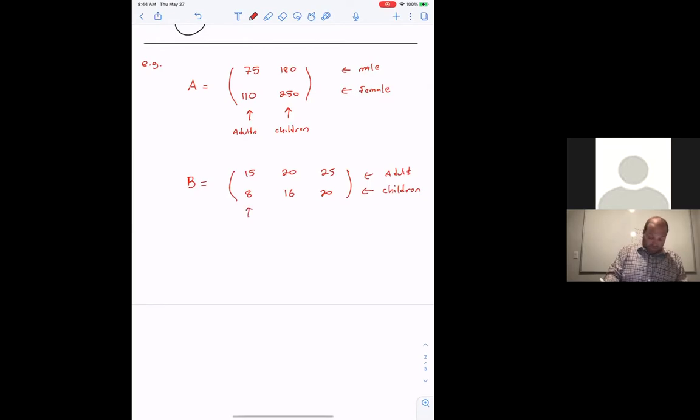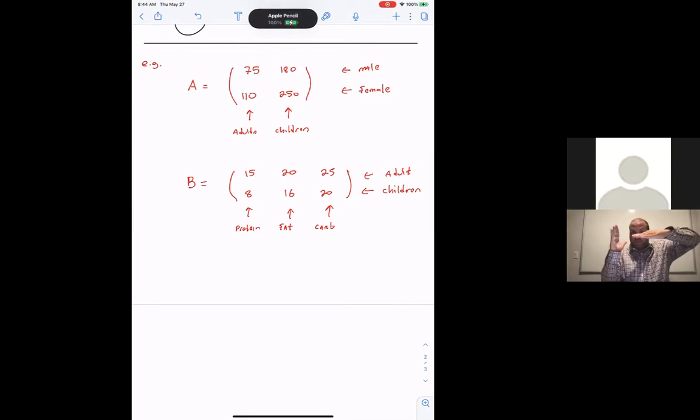And this column is the protein column. This column is the fat column. And this column is the carbohydrate, or just carb column. Notice that for adults and children, in one matrix, the adults and children are given by columns. And in the other matrix, the adults and children are given by rows. And this has to do with the fact that when we multiply, remember we multiply rows by columns. We want the rows of the first matrix and the columns of the second matrix to correspond to each other.